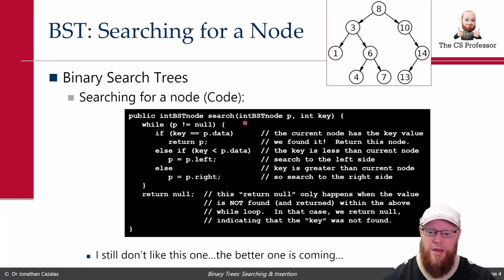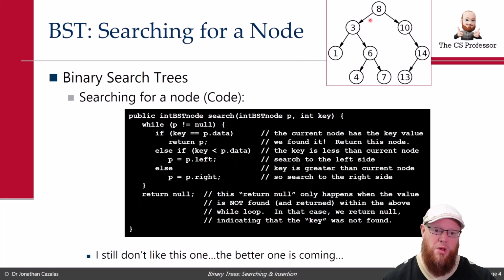But now, else, if 7 is less than this 8, the data that p is pointing to, what do we do? We say p equals p left. We should be okay with that. That's like help pointer equals help pointer dot next. P equals p left says take the address that is in p left. So if p is pointing to 8 and p left is pointing to 3, it says take that address of the node 3 and save it into p. So now p is going to point to node 3.